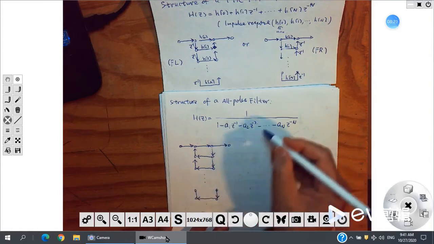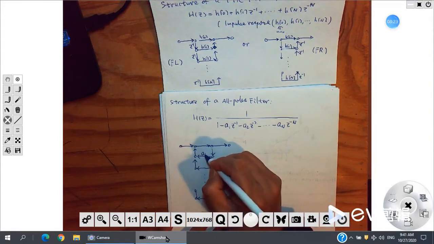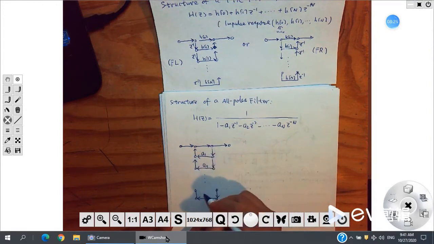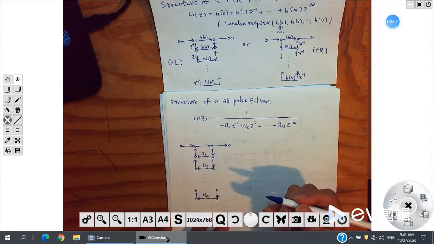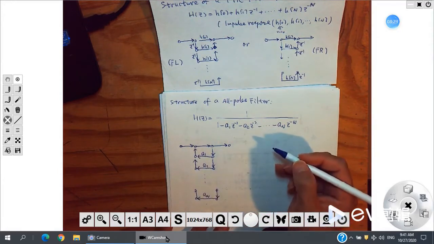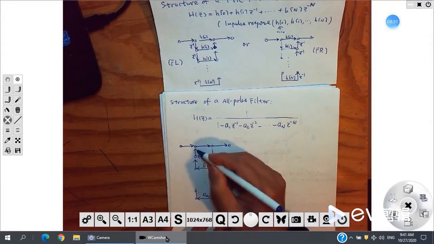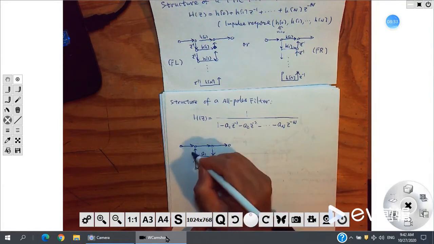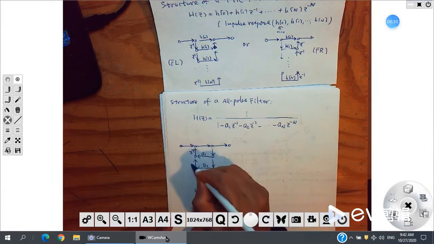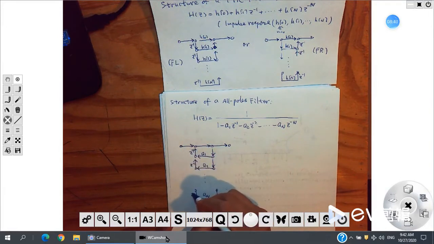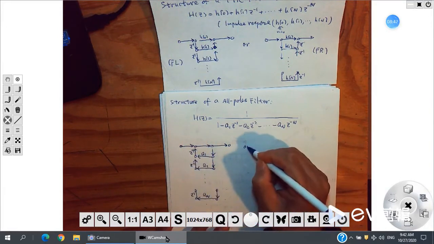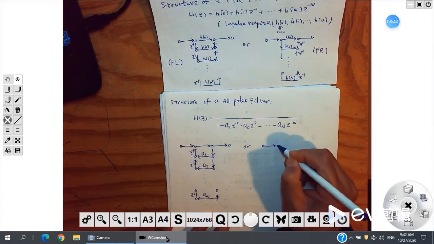And the coefficients: a1 is here, a2 is here, an is here. And the delay, you need to put delay. You have 2 columns, so you can put delay on the left side, for example here, or like this.